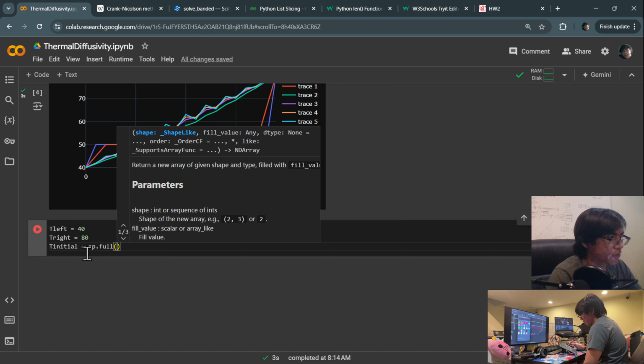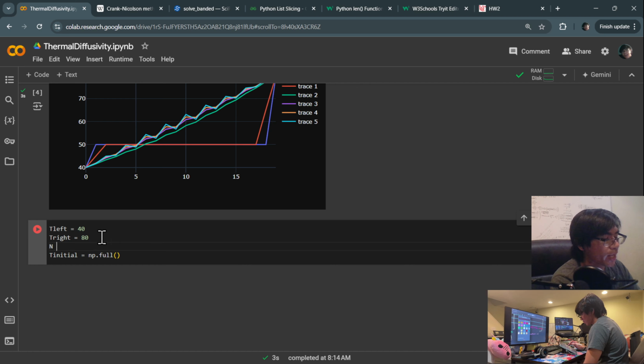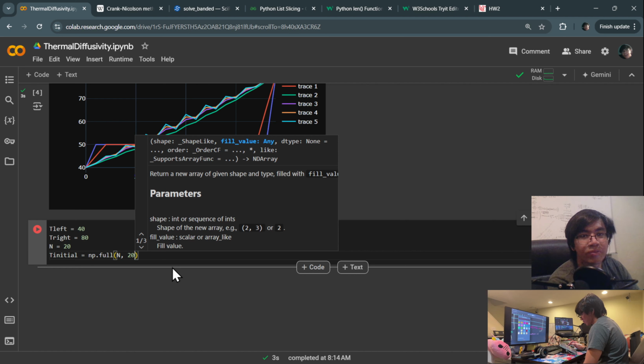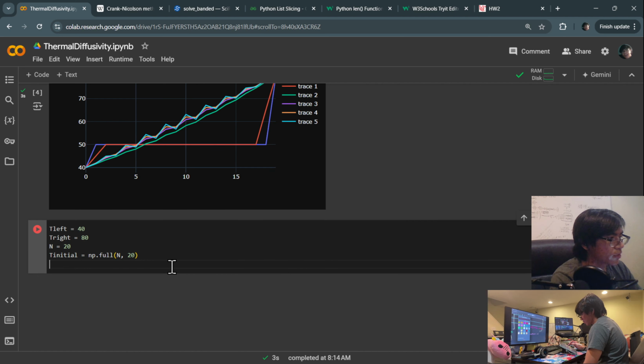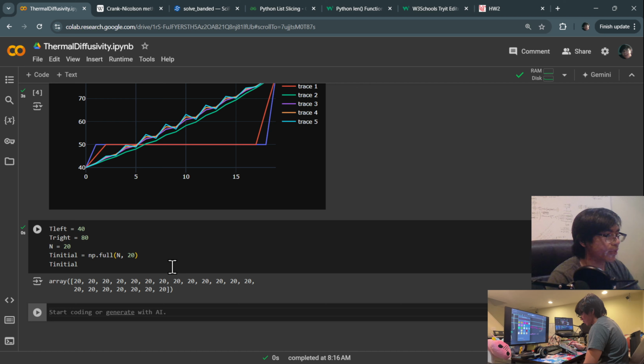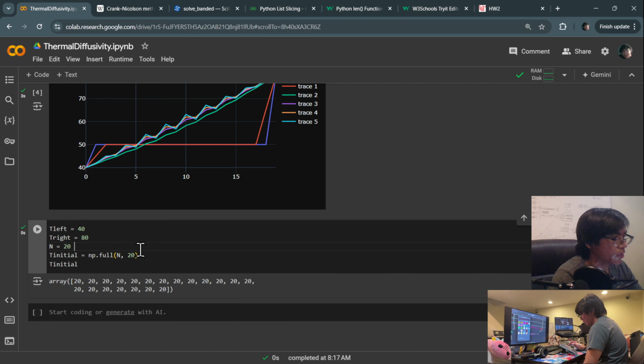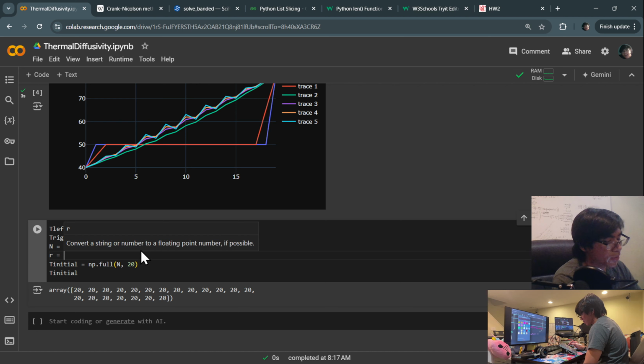So I guess what I should do first is also define our n, our number of unknowns. So we said that was 20, and then I will provide it the shape of 20, and funny enough, our fill value is also 20, so that's 20 Celsius, and we should go ahead and look at that first. So yes, it's 20 instances of 20 in an array. If I do dot shape, it should tell me 20. Yep, just a one-dimensional array of 20 elements. I'll also go ahead and define our R value. So I think it says 2.